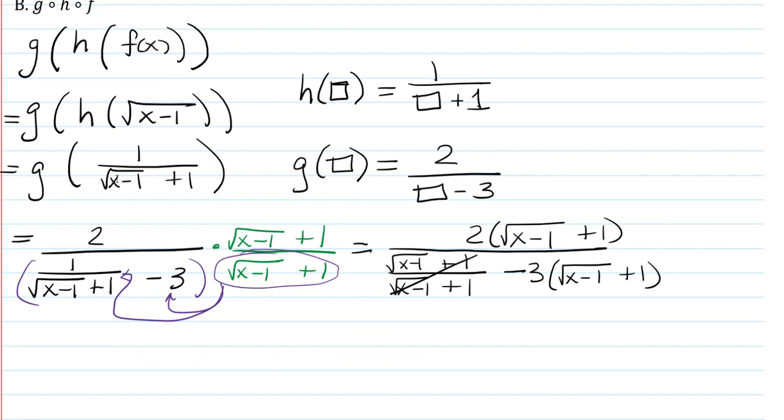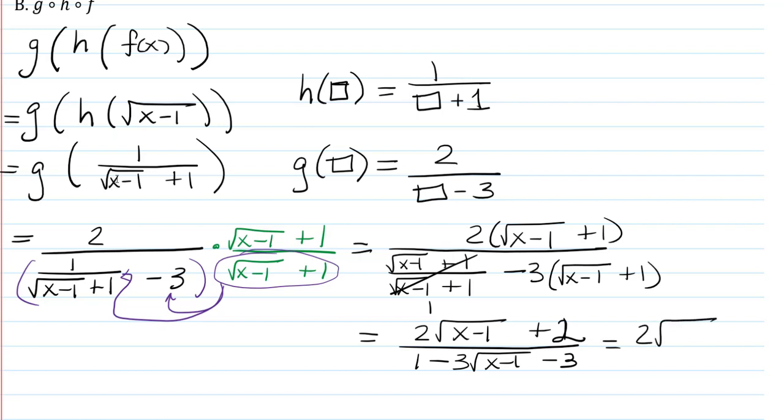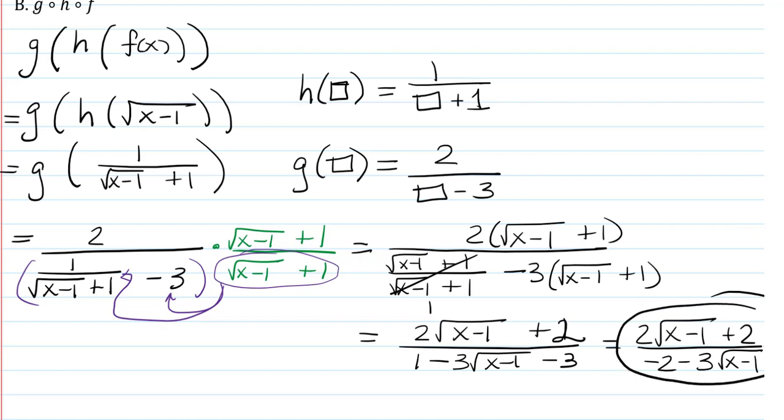So you can see this is going to leave just a 1 here. So we have 2 square roots of x minus 1 plus 1 over, plus 2 rather, because I got to distribute the 2. And down here we have 1 minus 3 square roots of x minus 1 minus 3. Combining like terms, the 1 and the negative 3, we get 2 square roots x minus 1 plus 2 over negative 2 minus 3 square roots of x minus 1. And there may be other ways to write it, but at least we've gotten rid of that complex fraction. We never like those, so we're done.